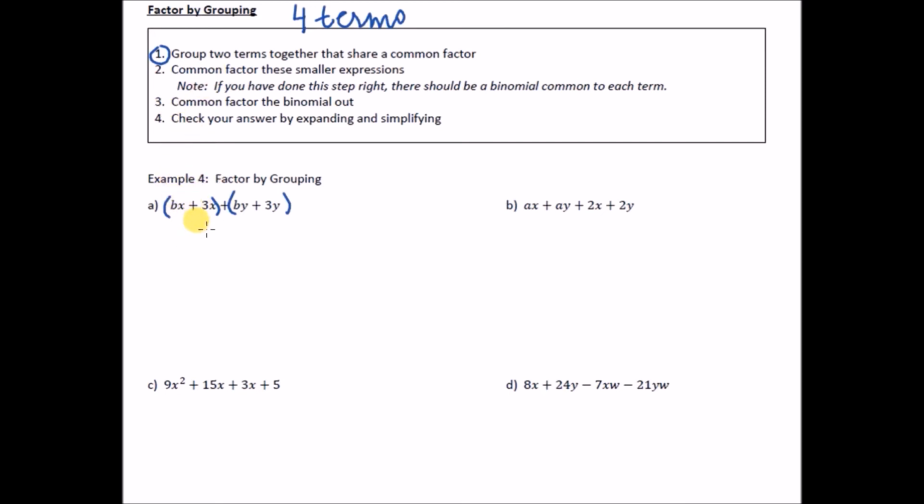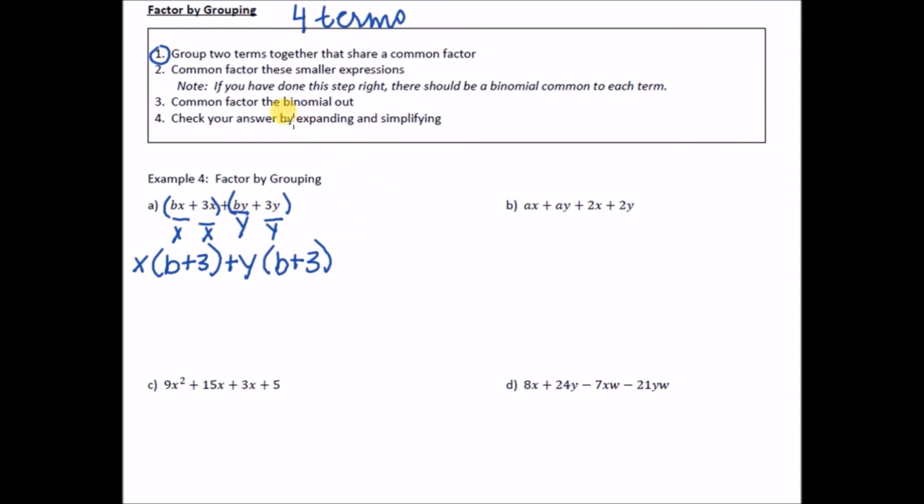And now what we're going to do is find the greatest common factor of bx and 3x, which is just x, and we're going to factor out an x just out of that first grouping. Okay, so we're left with b plus 3. And in the second grouping, by plus 3y, we can factor out a y. Okay, and we're left with b plus 3. And we're done now factor by grouping.